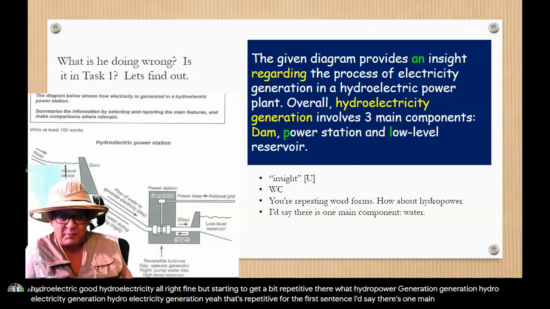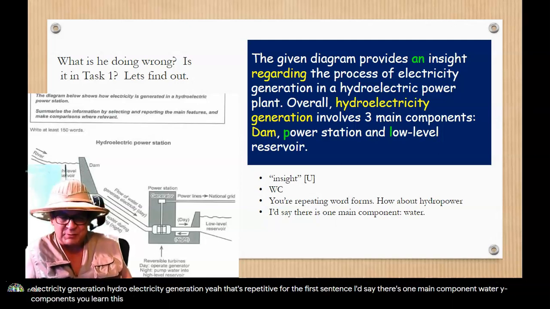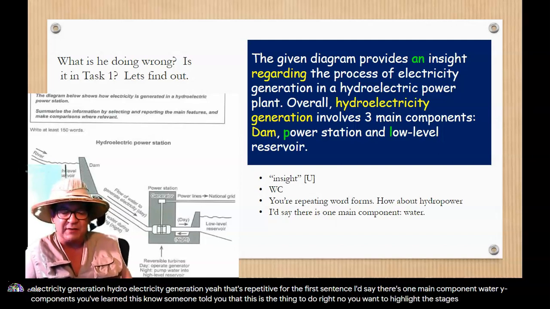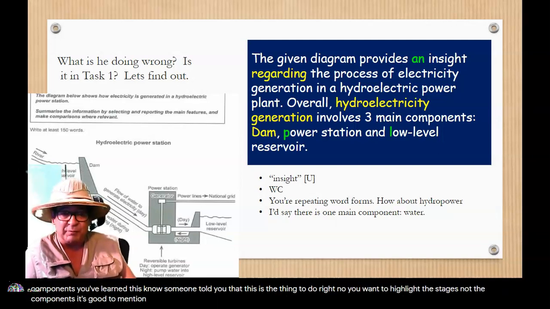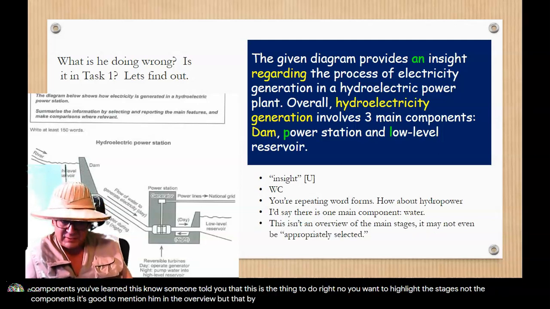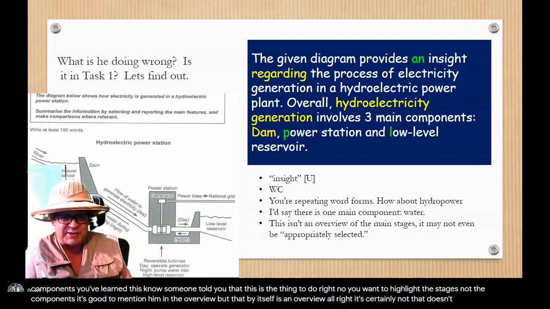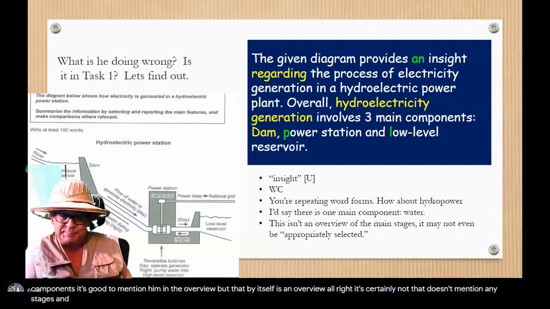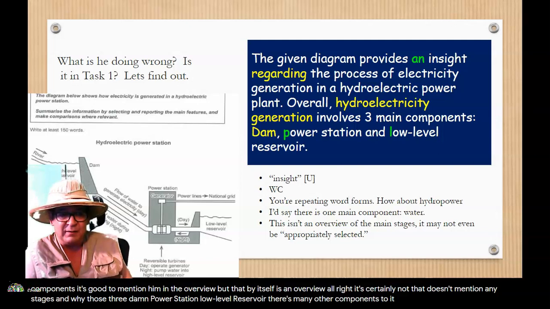I'd say there's one main component. Water. Why components? You've learned this. Someone told you that this is the thing to do, right? No, you want to highlight the stages, not the components. It's good to mention them in the overview, but that by itself is not an overview. It certainly doesn't mention any stages, and why those 3? Dam, power station, low-level reservoir. There's many other components to it. What about the lake, the upper lake?